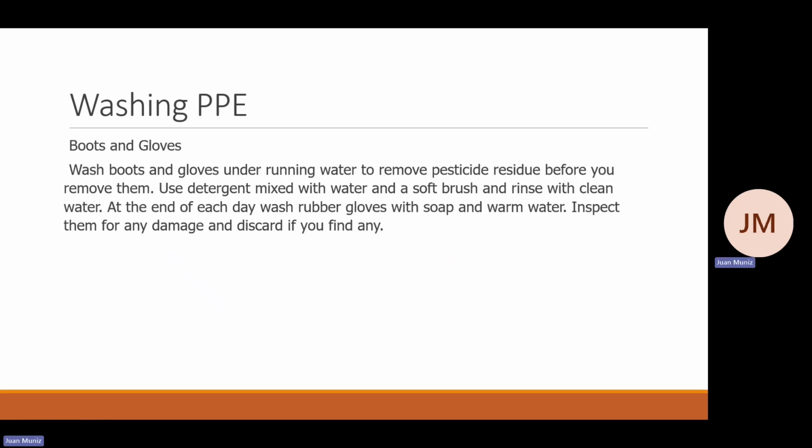Washing boots and gloves. Wash boots and gloves under running water to remove pesticide residue before you remove them. Use detergent mixed with water and a soft brush and rinse with clean water. At the end of each day, wash rubber gloves with soap and warm water. Inspect them for any damage and discard if you find any.